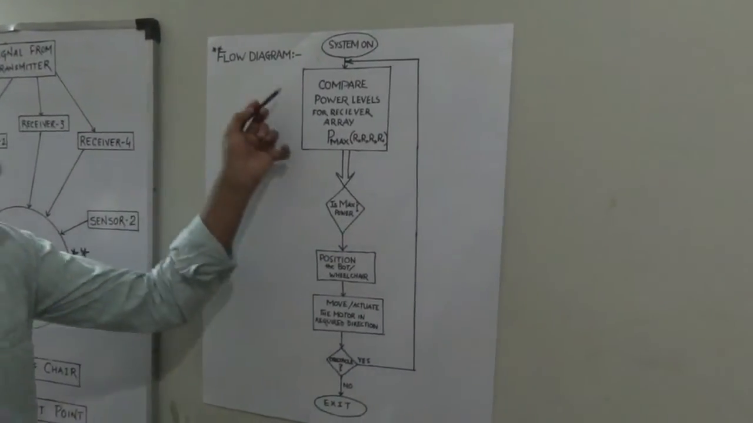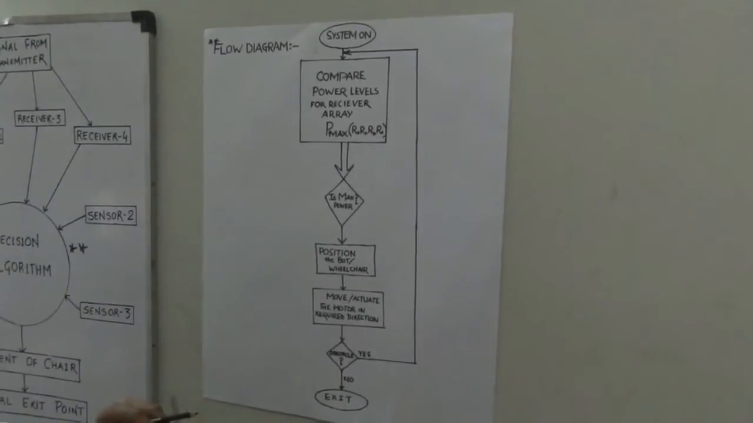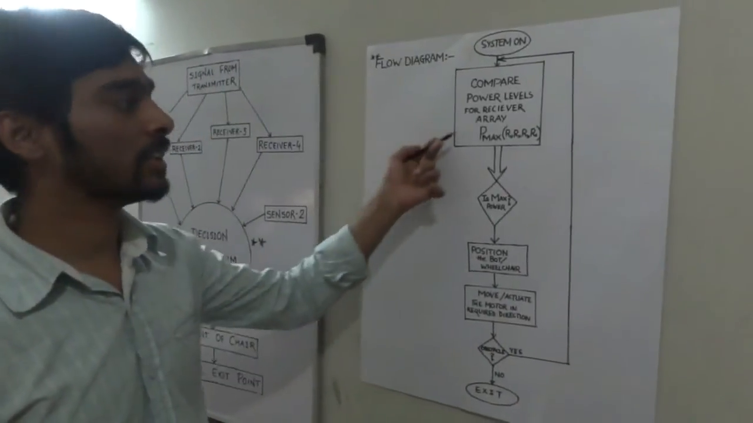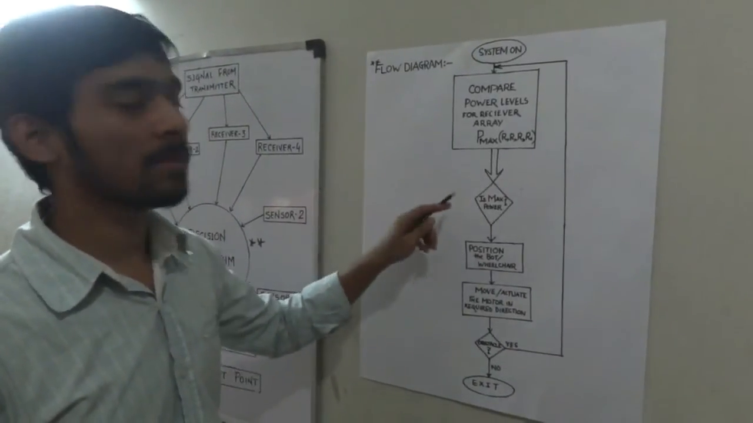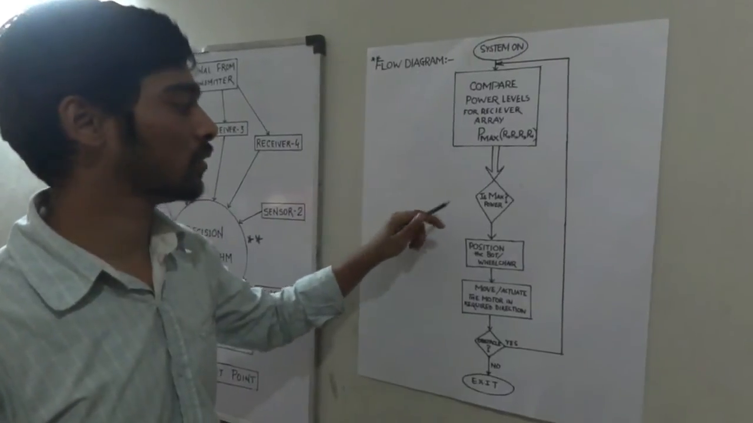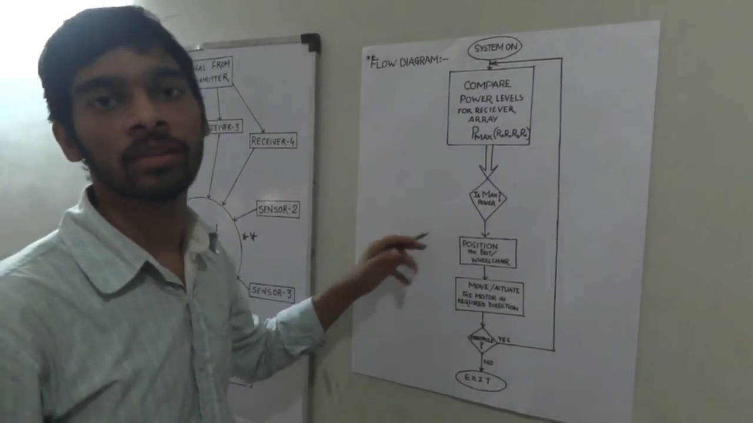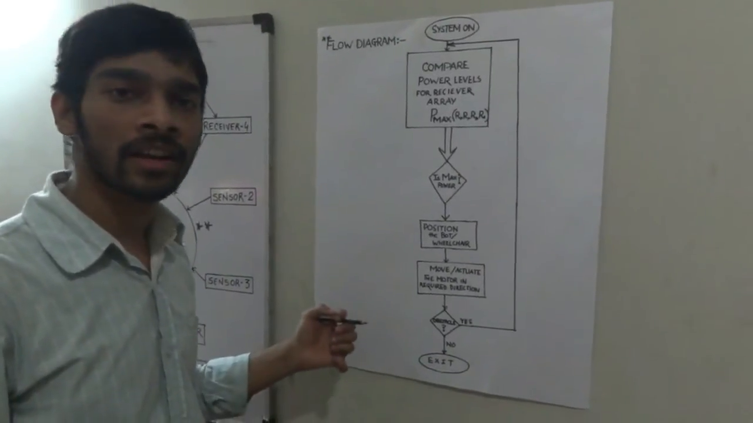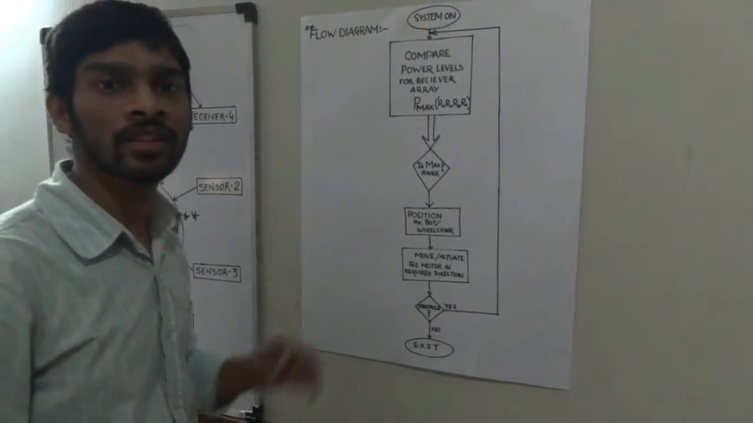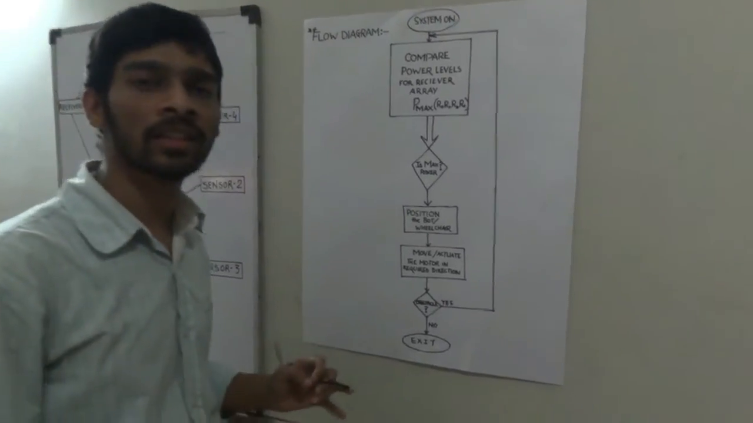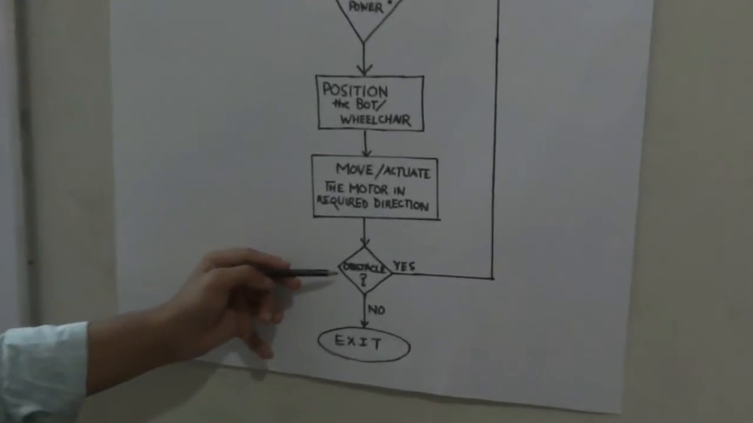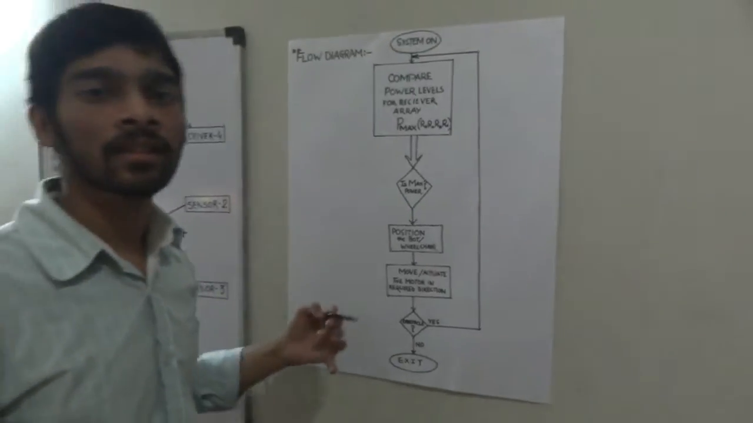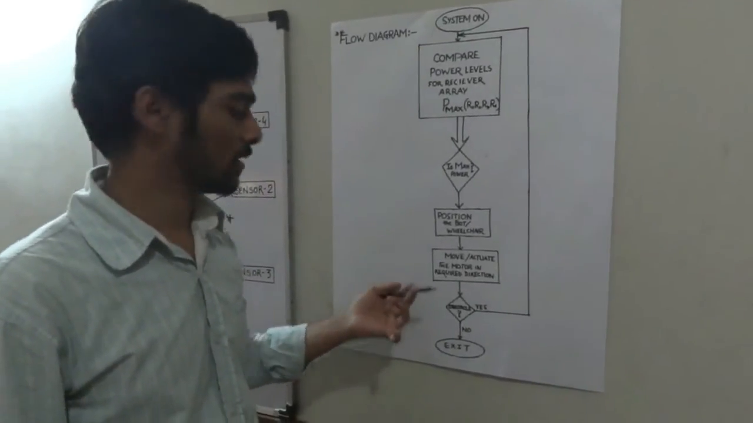The flowchart for our decision algorithm is as shown in the figure. The first step is comparison of the power levels. From all the 4 samples of power, we calculate the P maximum. The P maximum calculation is used to drive and position the board in a particular direction. The motors are then actuated in the required direction, and then another decision has to be made on whether any obstacle is present in the path or not. When an obstacle is present, the whole procedure repeats, and when there are no obstacles in the path, the system exits.